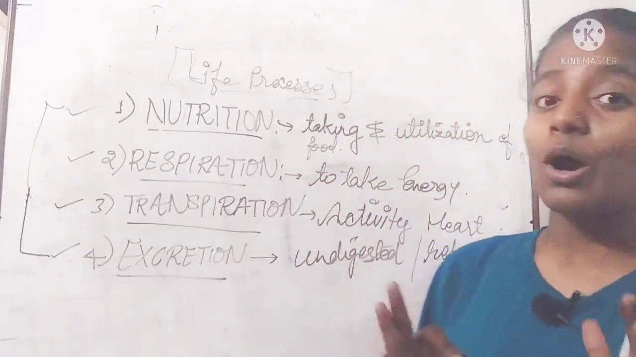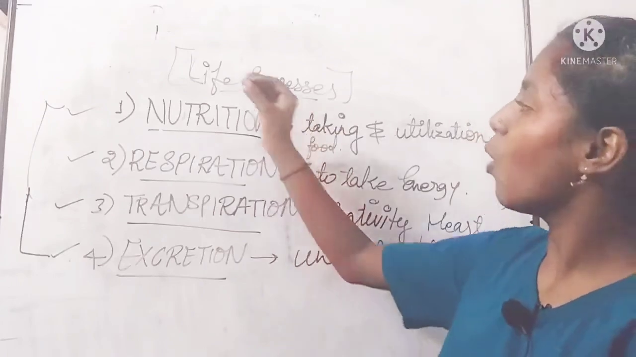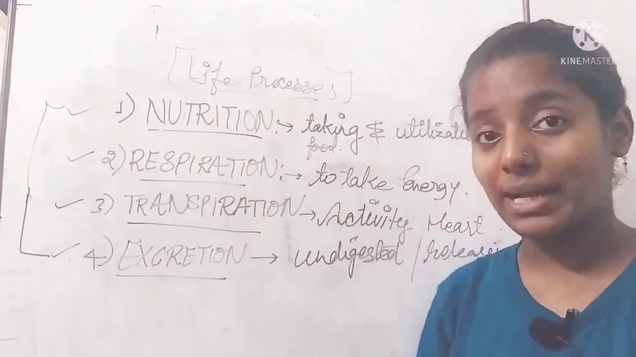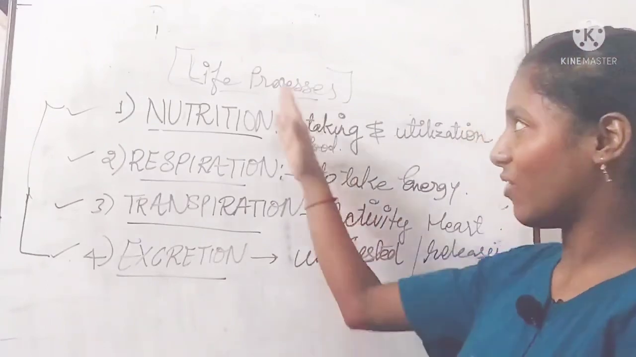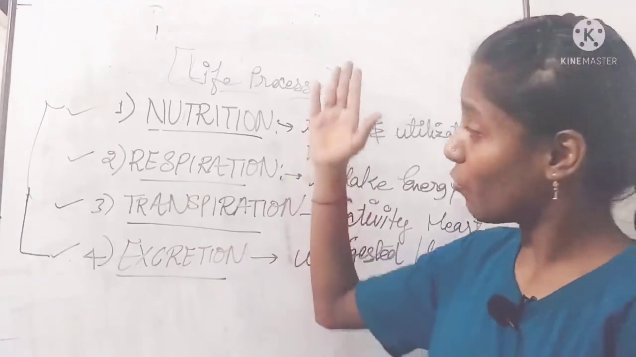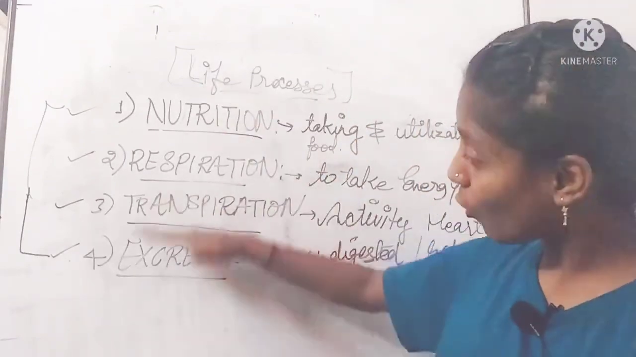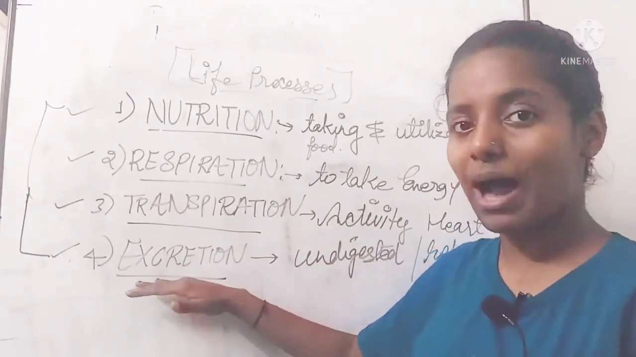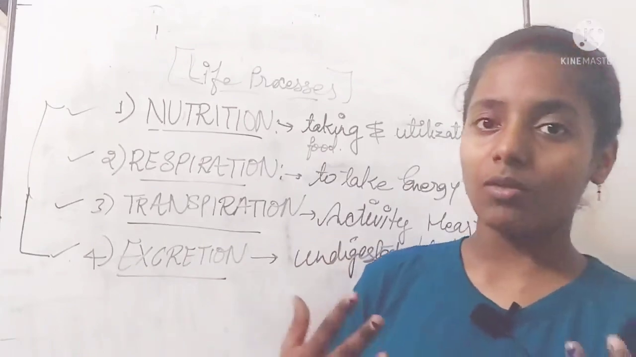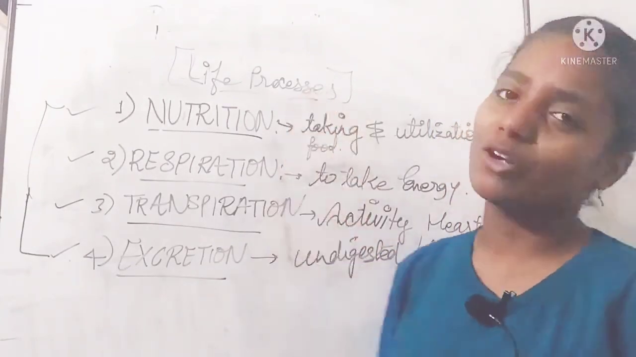So all the life processes, including the 4 factors which are very important subtopics of life processes: nutrition, respiration, transpiration and excretion. If any one of these is absent, you cannot survive. So all these 4 parts are very important and necessary for us to live. Hope this much is clear. So this was all about your life processes.